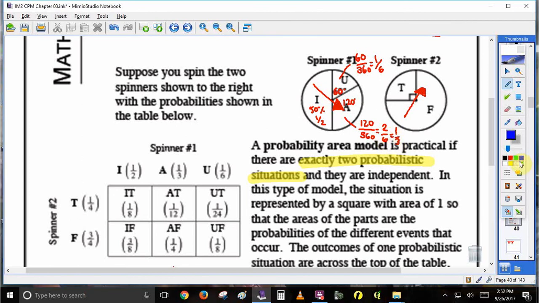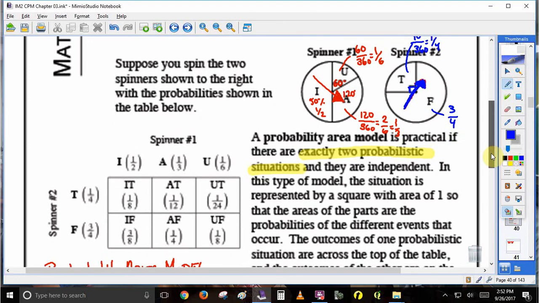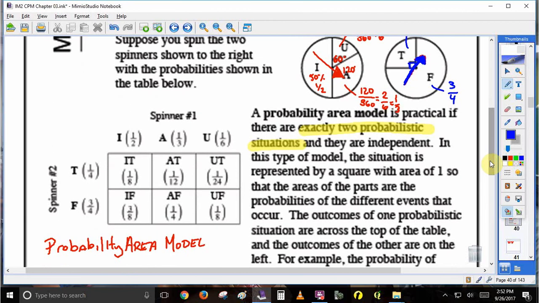Over in spinner number two, which we will redo in blue, we have area T, which is a 90-degree angle, so we know that its probability is 90 out of 360. There's 360 degrees in a circle. Region T is taking up 90 degrees of those, so that's 1/4. And region F must be taking up the rest, which would be 3/4.